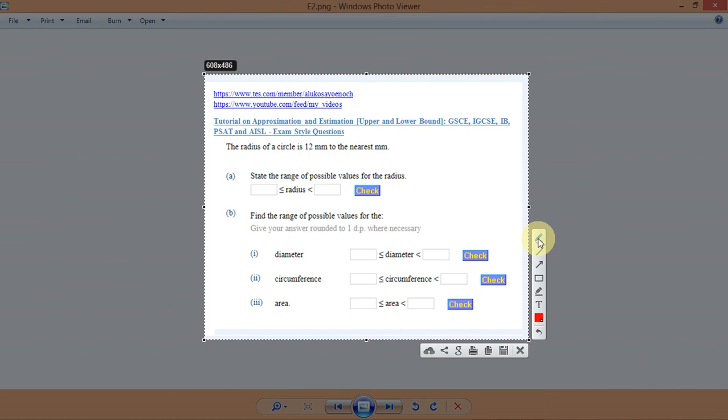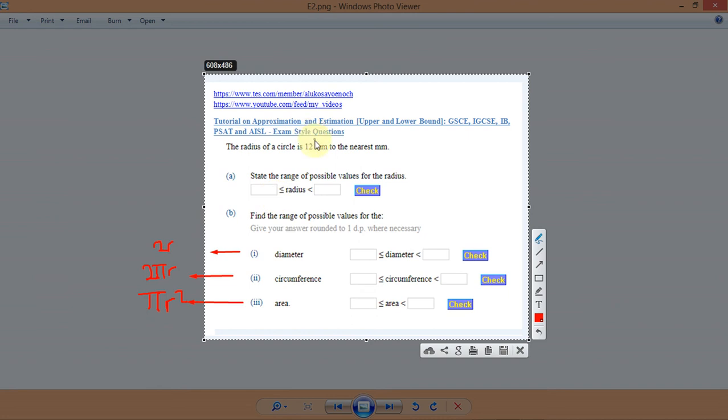For this one here, you have to find circumference, diameter, and area. For area, since it is a circle, area of a circle is pi r squared. That's what you're going to do there. Circumference is 2 pi r. And diameter is 2r, 2 times radius.